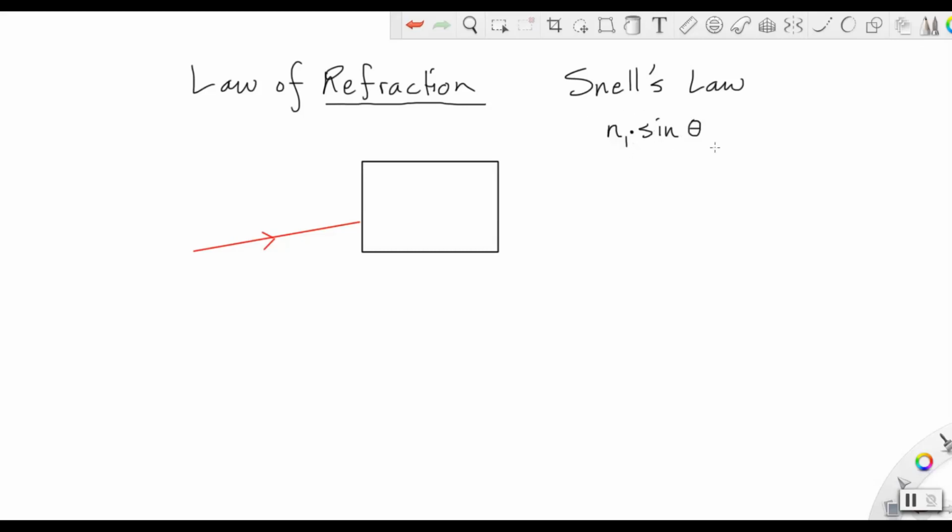If we choose for one material, we'll call it material 1, a ray that is encountering the surface of that material at theta 1, it will always be equal to the same ray on the other side of that interface: index of refraction of the new material times the angle in the new material. Okay, let's take a look at what that looks like in this particular circumstance. So we're going to take our ray of light, and I'm going to bring it in at a wider angle this time.